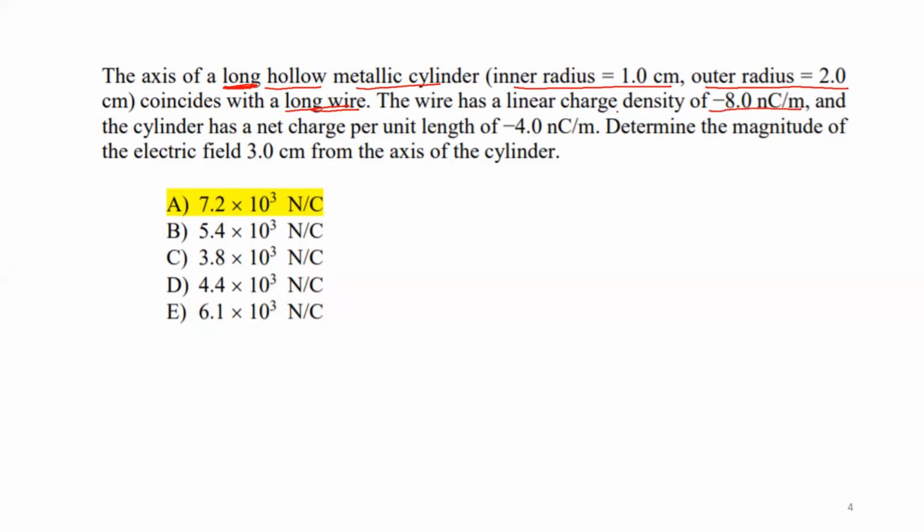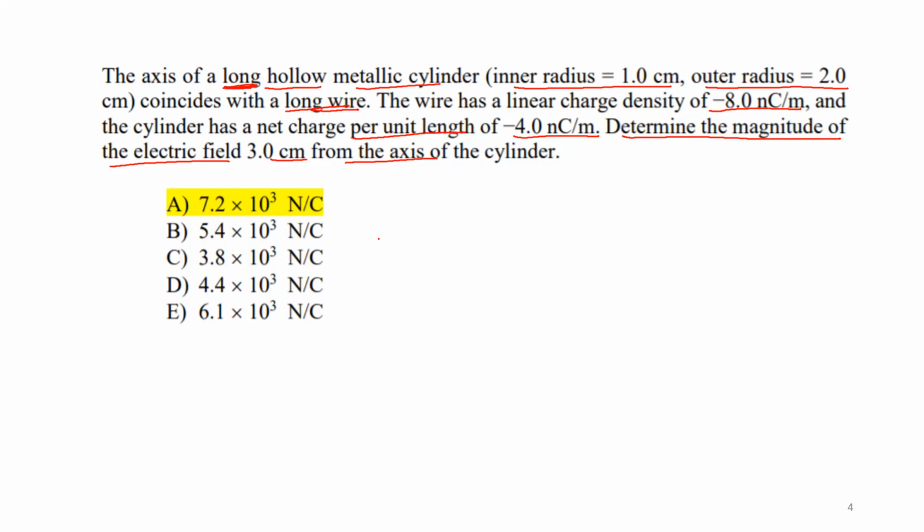Okay, linear charge density, lambda. And the cylinder has a net charge per unit length of -4 nanocoulomb per meter. And the question is, determine the magnitude of the electric field 3 centimeters from the axis of the cylinder.